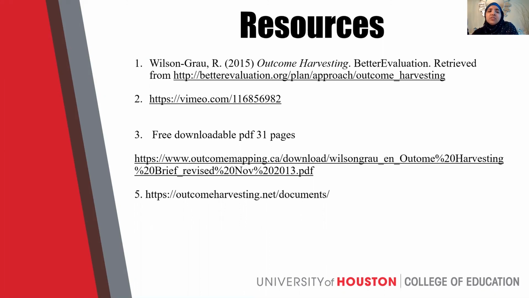There are some videos on YouTube as well that summarize outcome harvesting. There is a very useful downloadable 31-page document that you can find at outcomemapping.ca and so on and so forth. So if you just click on this link here, there is a downloadable 31-page document there. You can also look at outcomeharvesting.net/documents.